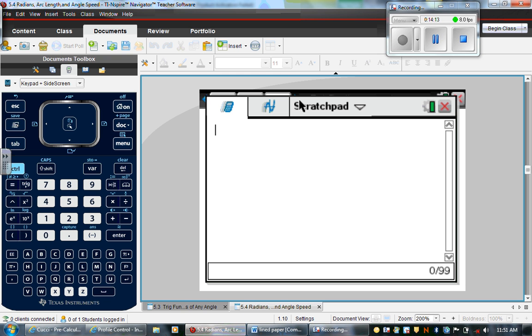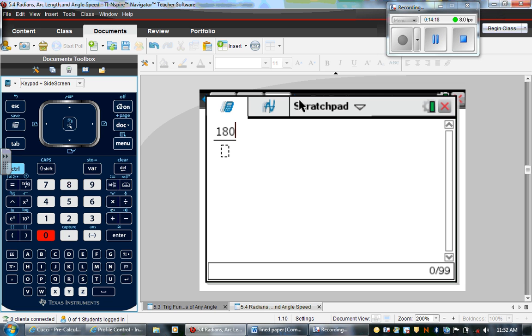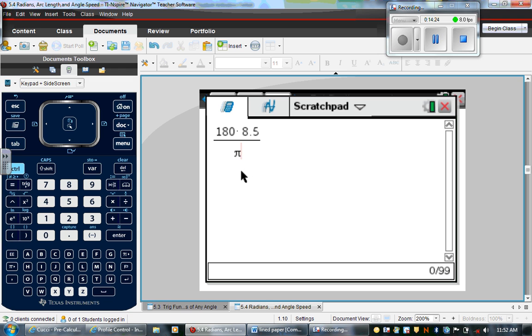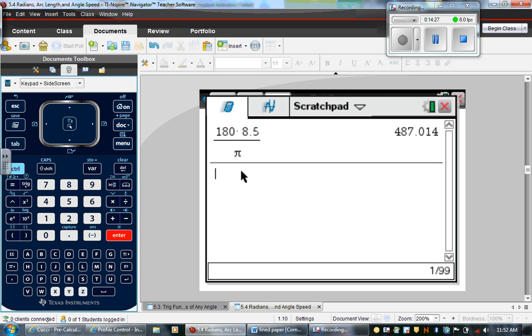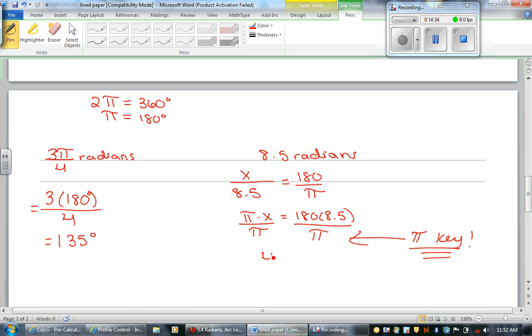And if you want, we can show you how to do that. I'm going to use my fraction template. 180 times 8.5 divided by, here's my pi, and I get 487.01 approximately degrees. That's an approximation, I did round. Okay.